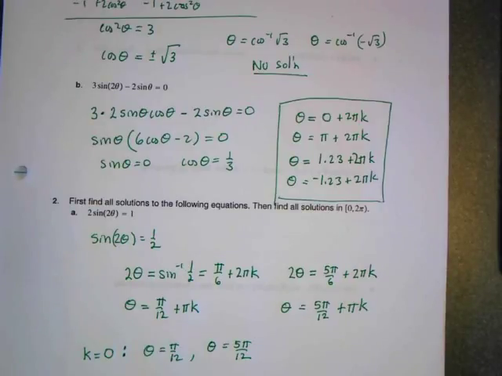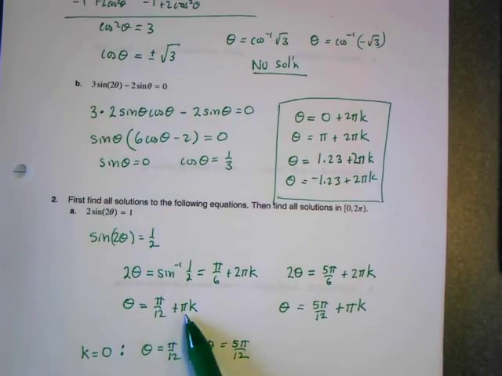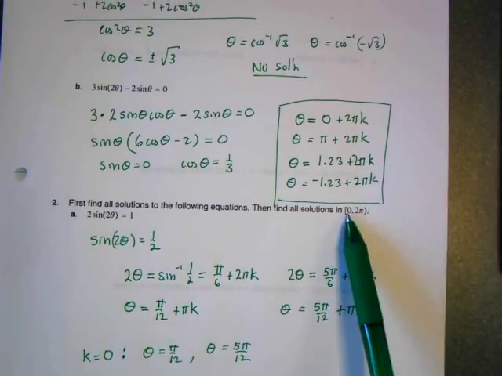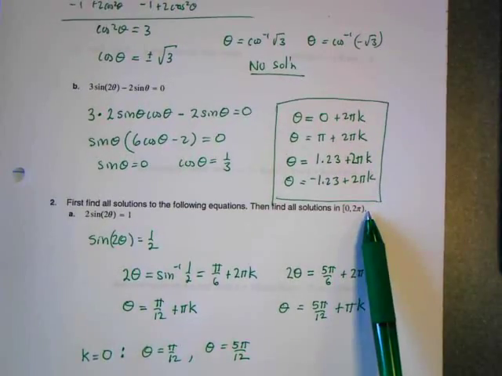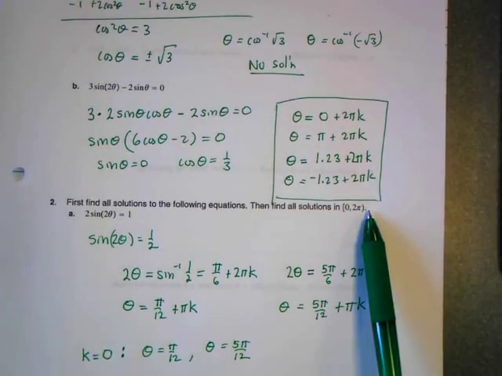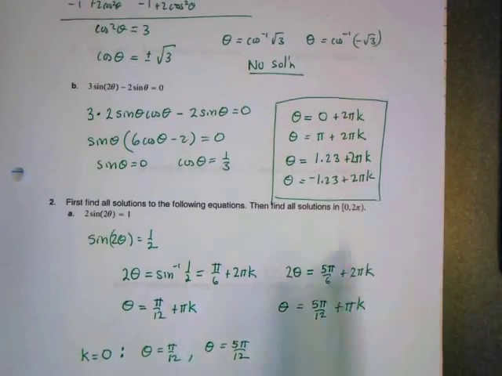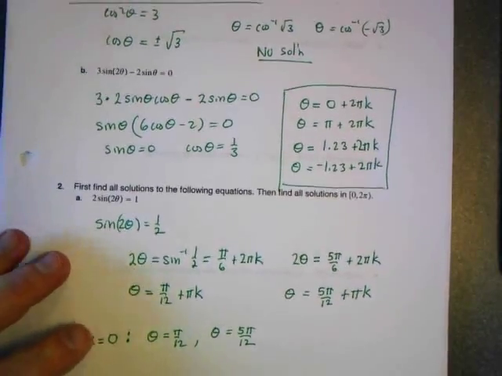Now, I heard somebody say plug in k equals -1. I don't want to use -1. Not for this problem. Because if I plug in -1, I'm going to get pi over 12 minus pi. Is that going to give me an answer between 0 and 2 pi? No, it's going to give me a negative answer. So I don't want to use -1. So I use 0. So what's my next favorite number?